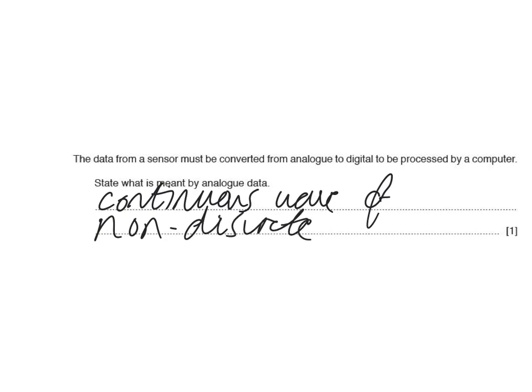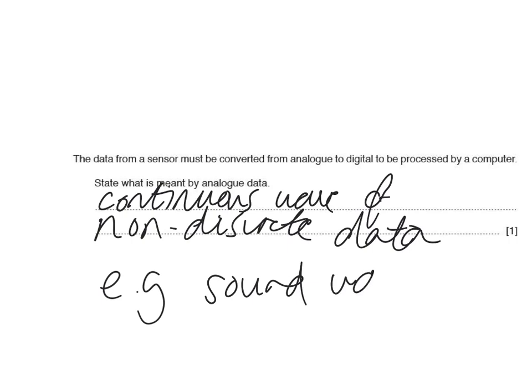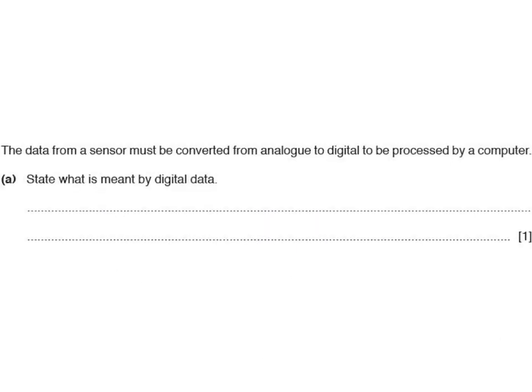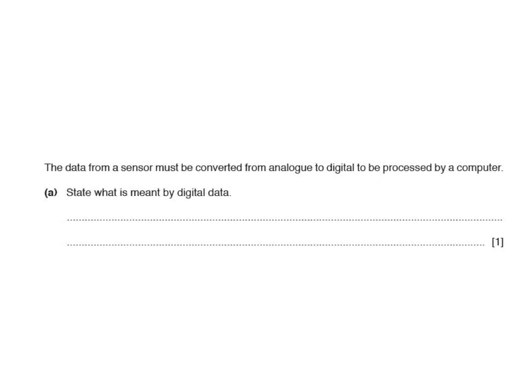Continuous, where they said data. Now, for this one, you could say, e.g., a sound wave, because it's the perfect example: that wave constantly changing, versus the binary, the digital representation, which uses ones and zeros only. And in fact, yes, getting an example in there is very, very good to support you. There we go. What is meant by digital data?